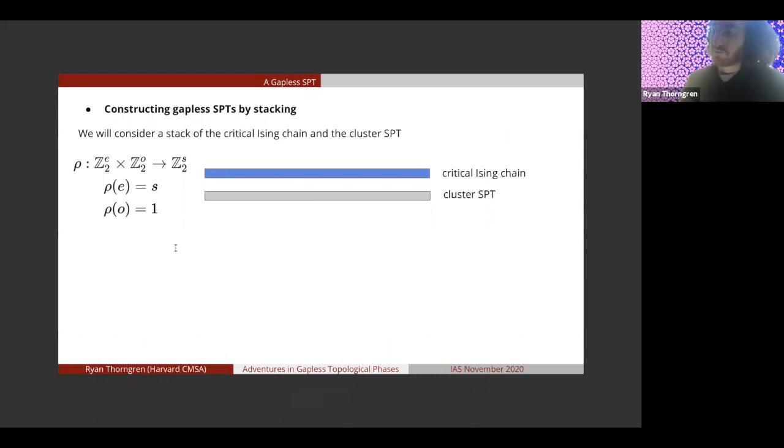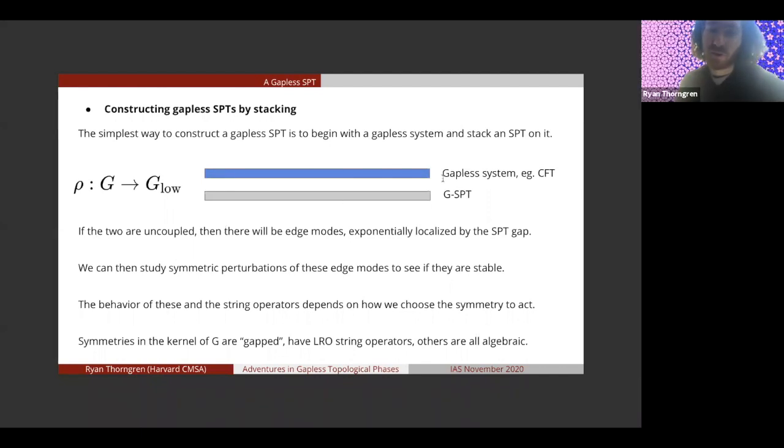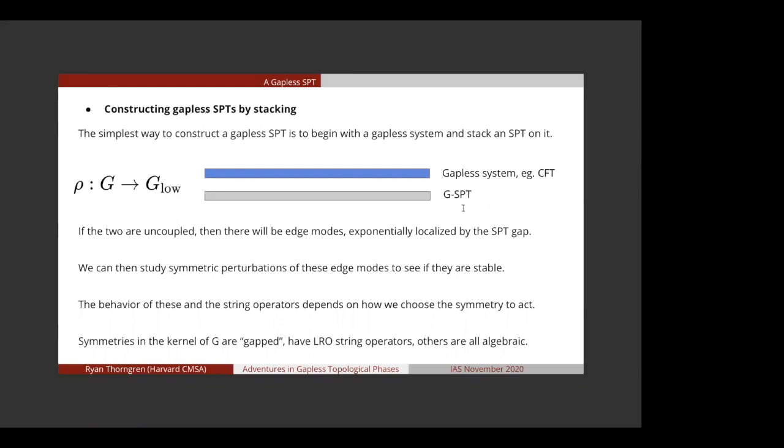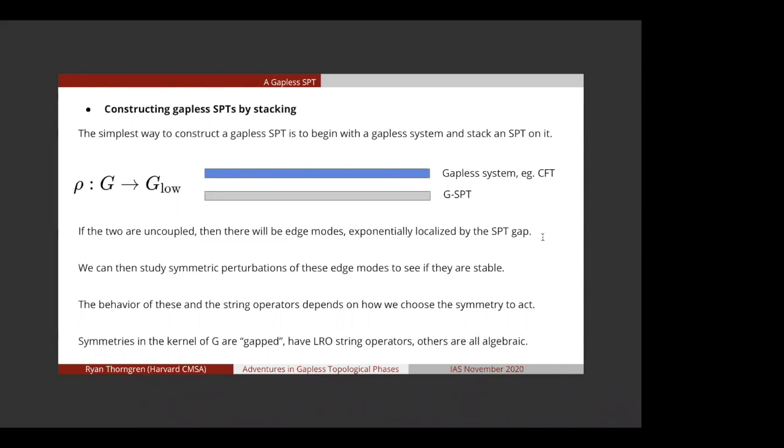Sorry, Ryan, can you explain a little bit more on your notation? So G is the symmetry of the SPT. And what is G low energy? Is it the symmetry of the low energy system after you couple the two systems? Right, so the low energy degrees of freedom have some symmetry, and G is going to be the global symmetry that we preserve. It'll be the symmetry of the SPT. And G low is just how it's represented on the low energy degrees of freedom. So G low is the symmetry of the CFT? That's right. Okay.